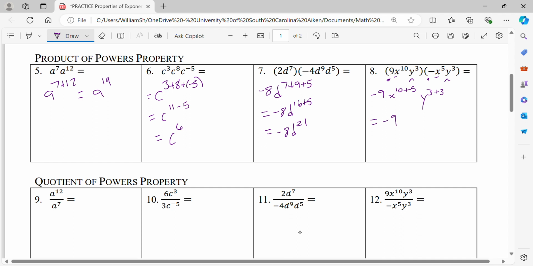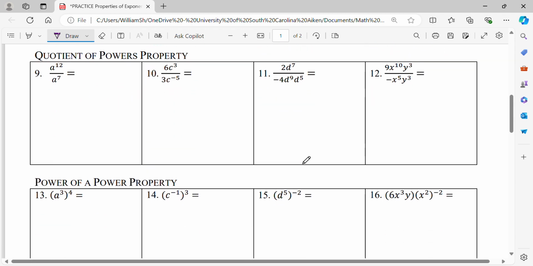So that now we are able to simplify this down to negative 9 times x raised to the, should be 15, right? 10 plus 5 is 15. And then 3 plus 3 is 6. So I should have negative 9 times x raised to the 15 times y raised to the 6th power. Easy. We got this.